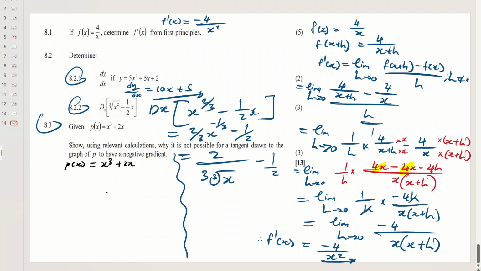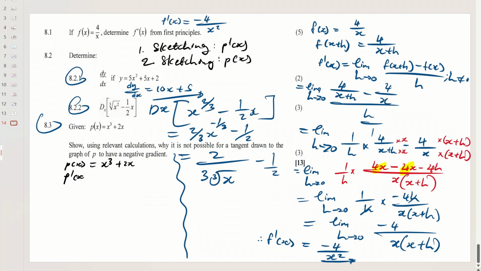Number one, you can simply do that by sketching. Number one, you can do it by sketching the gradient of this form. Number two, you can do it by sketching the original function p of x. Yeah? So number one, let's deal with the number one sketch.